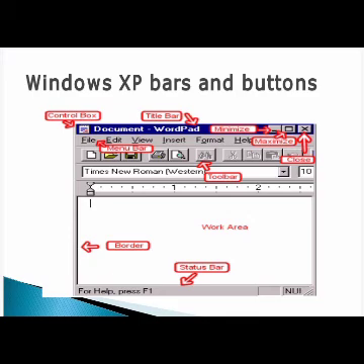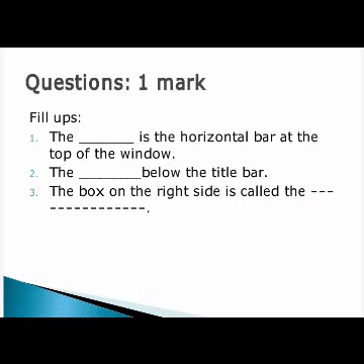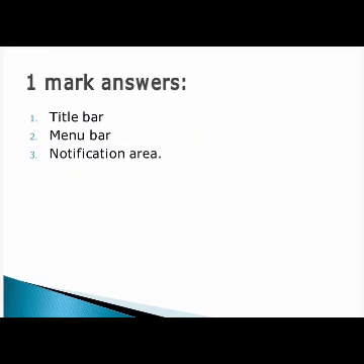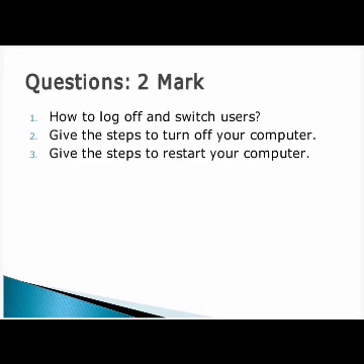Next, we'll come to one more question. The horizontal bar at the top of the window is the dash. The dash is below the title bar. The box on the right side is called the dash. I think you can find the answer for everything. Here come the answers. Note them down. Next is the 2 mark question. For everything you can find the answer in the same video.